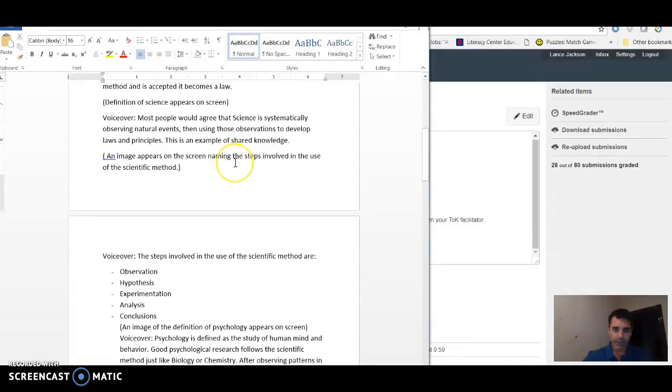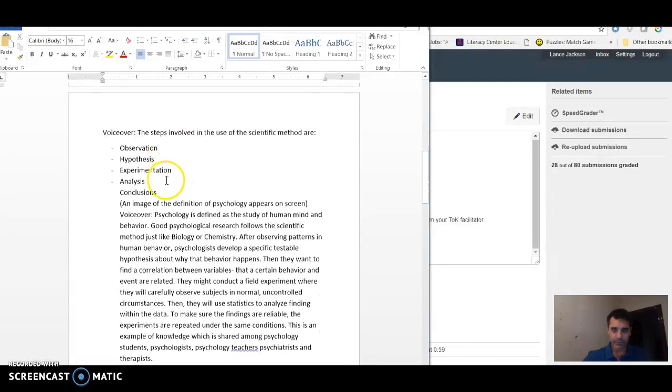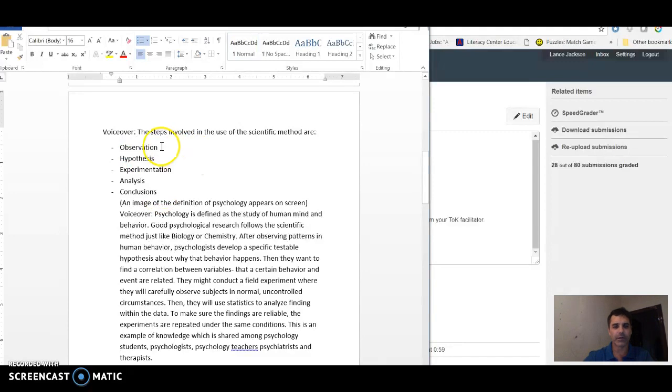An image appears naming the steps. Okay, so these are the steps in the scientific method. This isn't really the scientific method. It is the bits and pieces that make up scientific reasoning. If you did research on the scientific method, you'll find that the scientific method is a little bit more general than this as well. Of course, these are inside it.